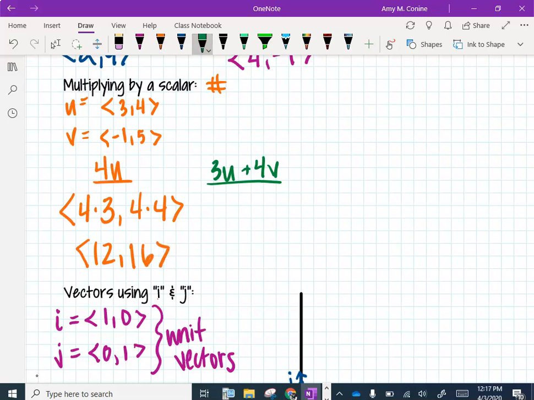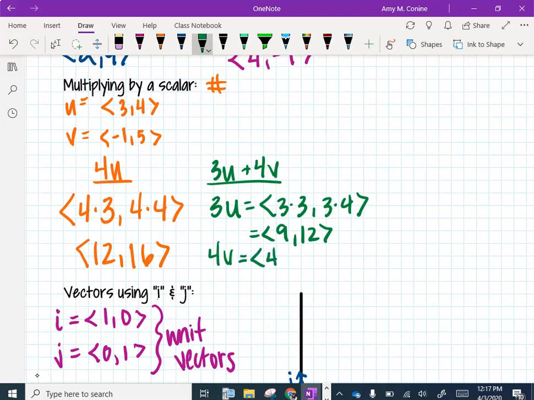Now we're going to use the two that we've talked about and put it all together. I'm going to do it in pieces. The first thing I'm going to do is find 3 times u. So this is 3 times 3 for our x's, and 3 times 4 for our y's, which gives me 9 and 12. Then I'm going to find 4 times v, which is 4 times negative 1, 4 times 5, and I should get for 4v negative 4, positive 20.